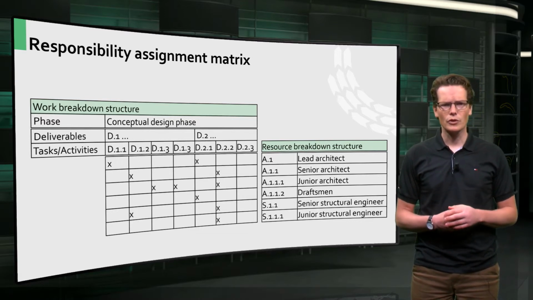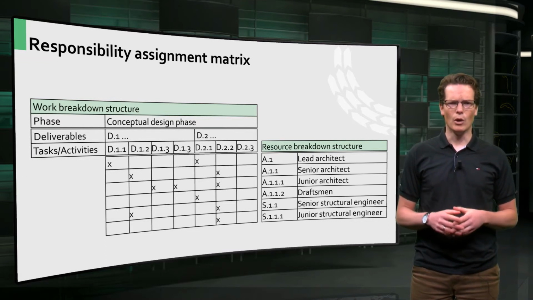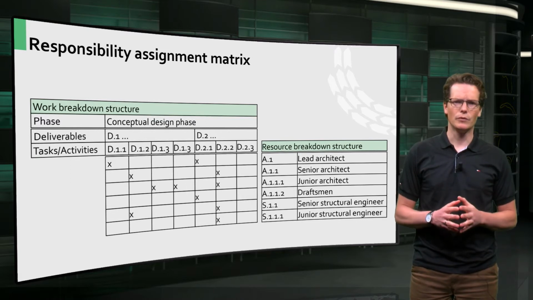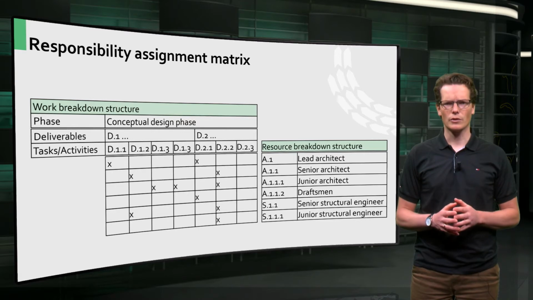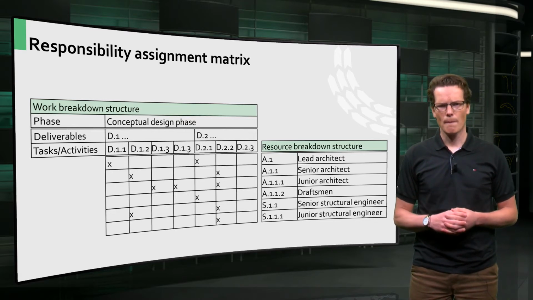The work breakdown structure and resource breakdown structure are therefore complementary to each other. Both tools can be used in combination to define the scope of work and to assign particular resources to each task. This is the basis for designing a project organization.